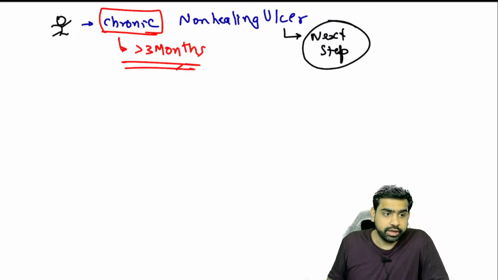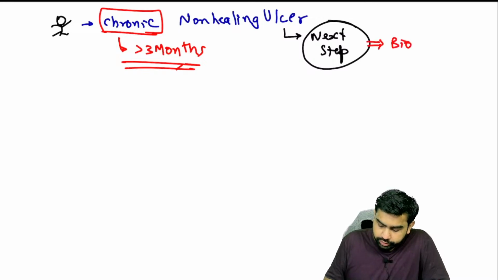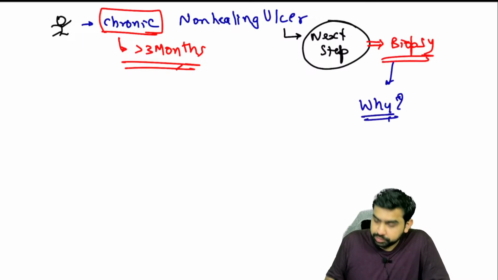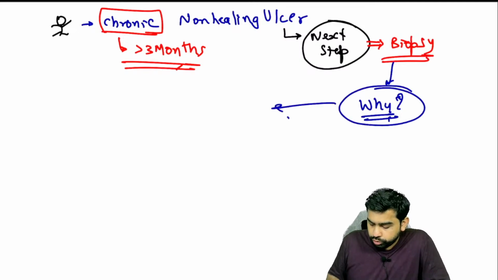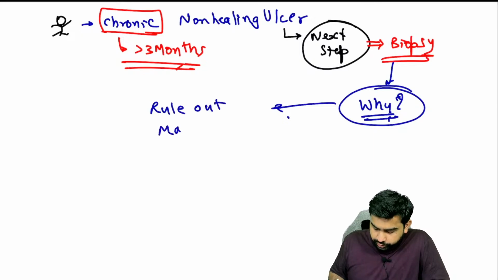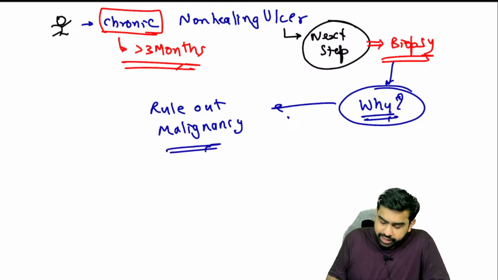The next step in this particular patient is going to be your biopsy. Why? What is the reason why the next step is going to be the biopsy? Because you want to rule out malignancy. What malignancy can happen in these particular patients?